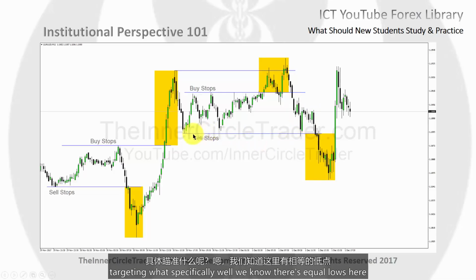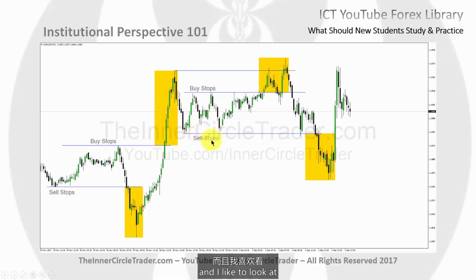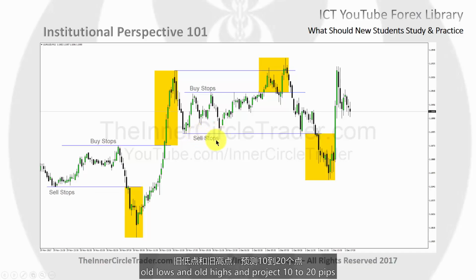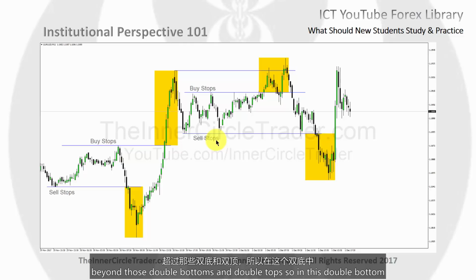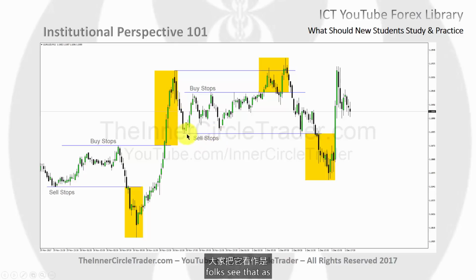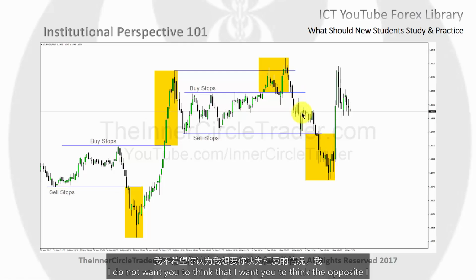Well, we know there are equal lows here, and I like to look at old lows and old highs and project 10 to 20 pips beyond those double bottoms and double tops. So in this double bottom, folks see that as support. Price comes down, hits it here. Retail-minded traders are going to see this rally up as a buy. I do not want you to think that. I want you to think the opposite.